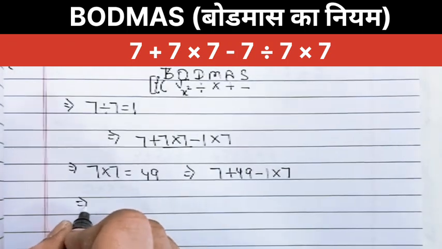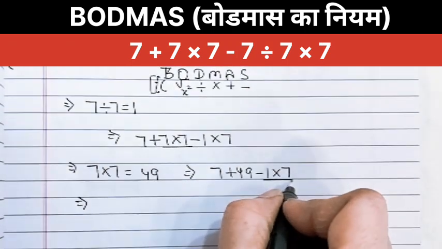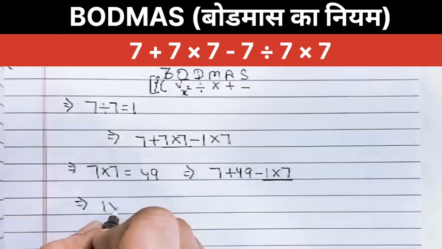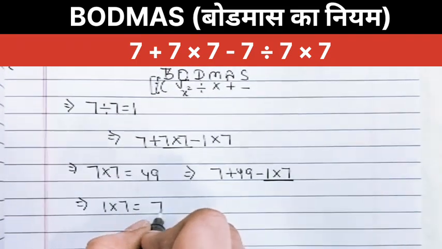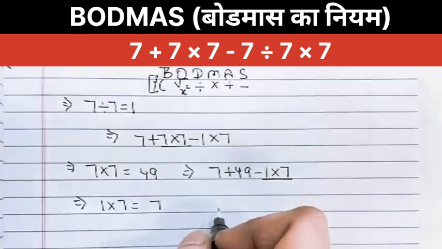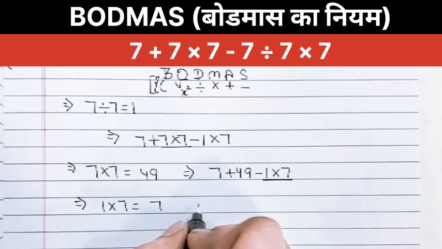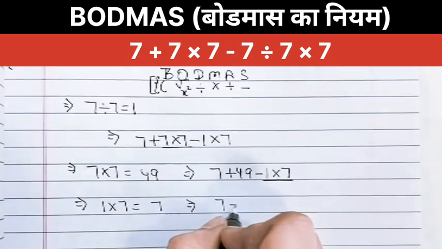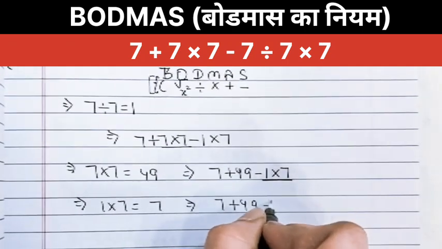So next we perform multiplication. 1 into 7, again it is 7. We complete the remaining multiplication operations before moving to addition or subtraction. So now the current equation becomes 7 plus 49 minus 7.